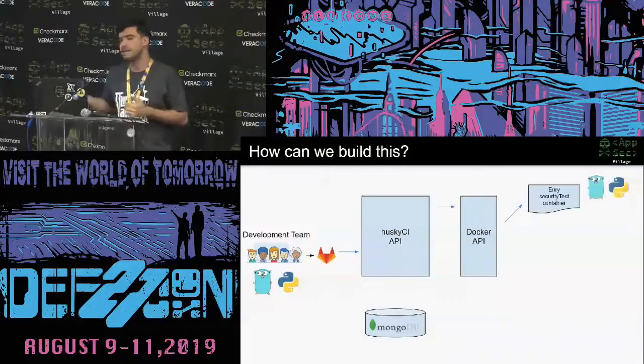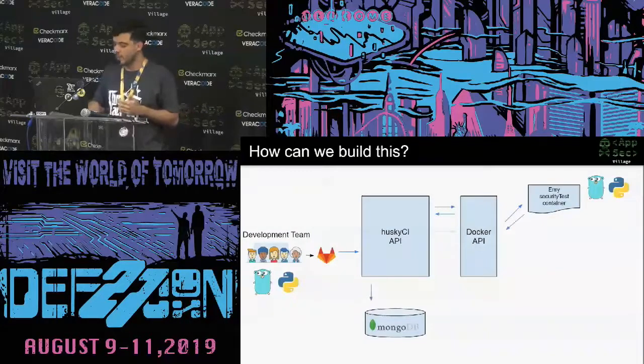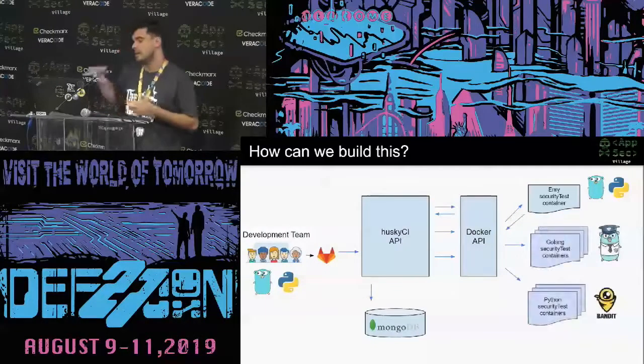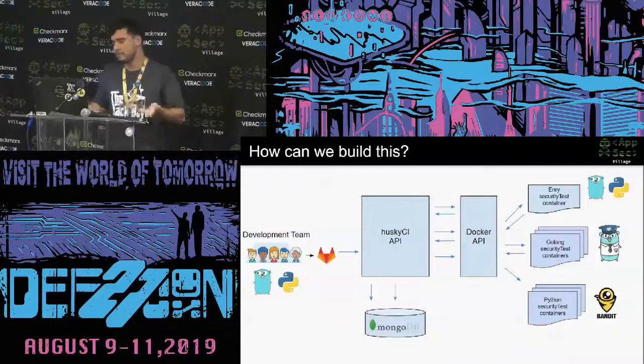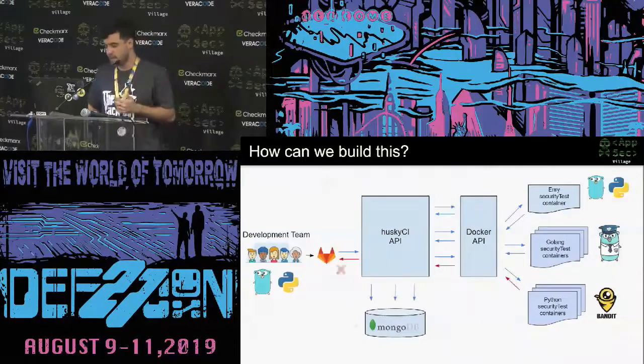And he will check that now we have both Golang and Python. And later on, we will create two containers or more if there are more security tests related to Python in parallel. So we can run all these security tests. And later on, if there are vulnerabilities, we will fail the CI.